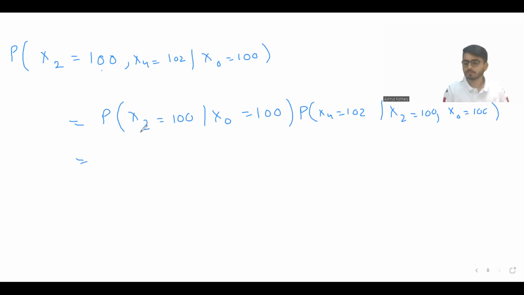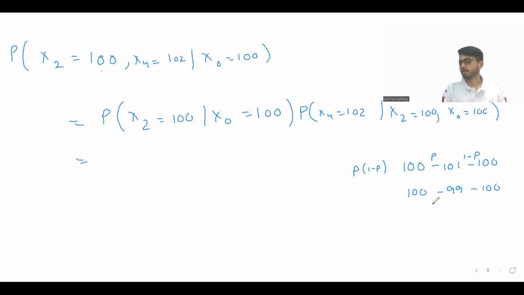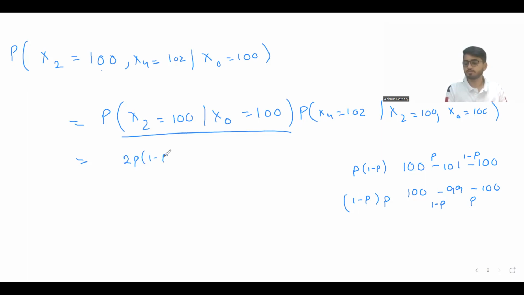So now for this probability X2 equal to 100 given X0 equal to 100, there are two ways: 100, 101, 100, or 100, 99, 100. The probability of this is p into 1 minus p. This one is p, this one is 1 minus p, and here this will be 1 minus p and p. So this will be 1 minus p into p. We will be adding both of them because these are two different ways in which we can start from 100 and reach 100. So this probability will be nothing but what? 2p(1 minus p).